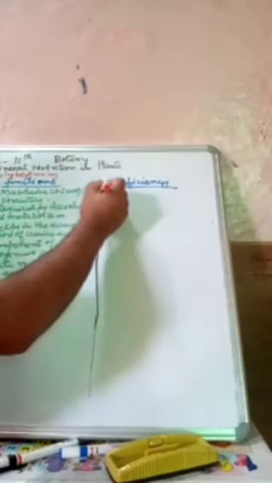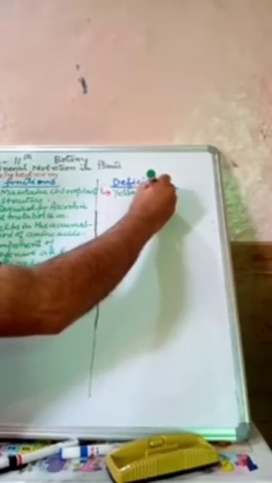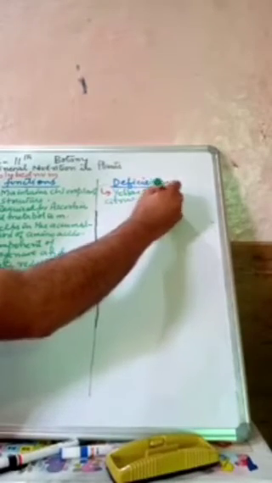The deficiency of this molybdenum can cause a few diseases which are given below. First, the important one is called yellow spot of citrus fruit. This is a disease we see in citrus fruit.